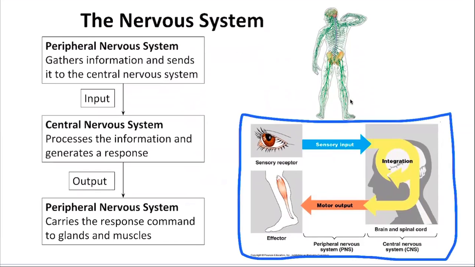The nervous system is all about this. It's just about collecting sensory input, delivering it for integration and processing in the central nervous system, and then responding in some way through motor output. That's all this is. So just keep it, every part of the nervous system fits into that general task, right?